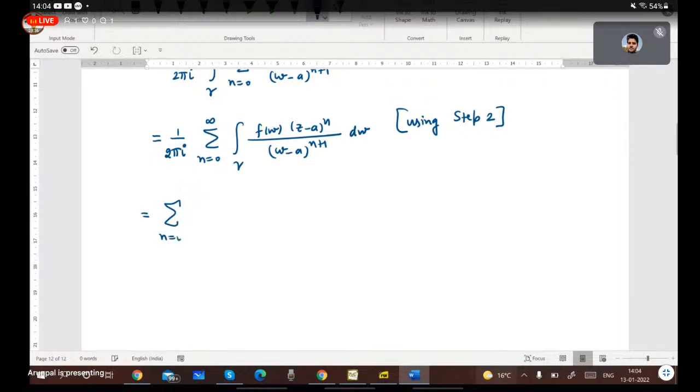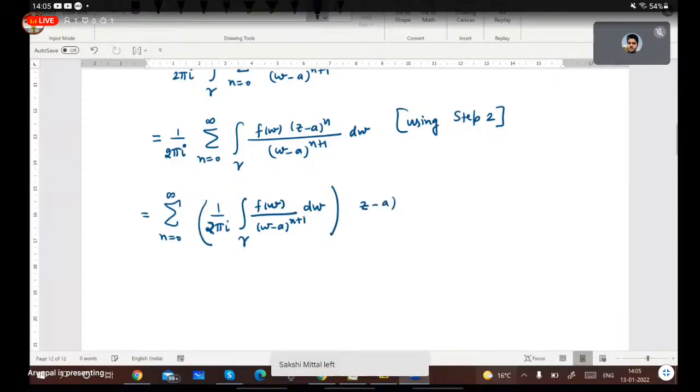Summation n going from 0 to infinity, 1 upon 2 pi i. See how I am writing it? f(w) divided by (w minus a) to the power n plus 1 dw, and (z minus a) to the power n. Is this okay, class? I can do this, because here you are doing everything with respect to w only. So I have taken outside all that which was depending on z.